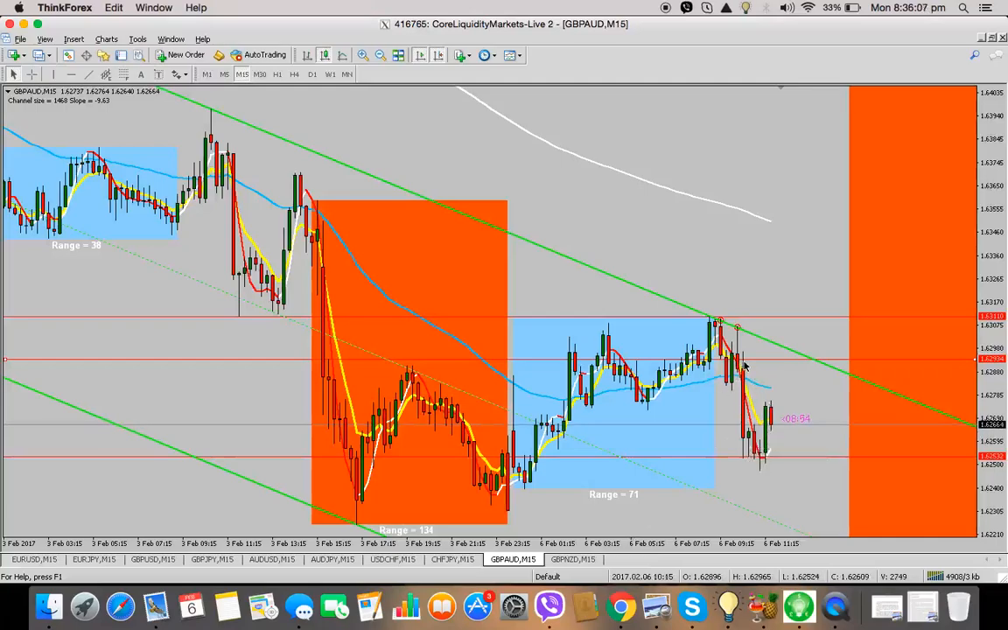Remember this, where I was saying I took my entry here. I could have taken an entry here. I could have looked at an entry here somewhere because I would have thought, yep, market's going to continue heading south. We're getting some patterns on the EMA 50. Again, patience is key. Wait for the market to confirm.